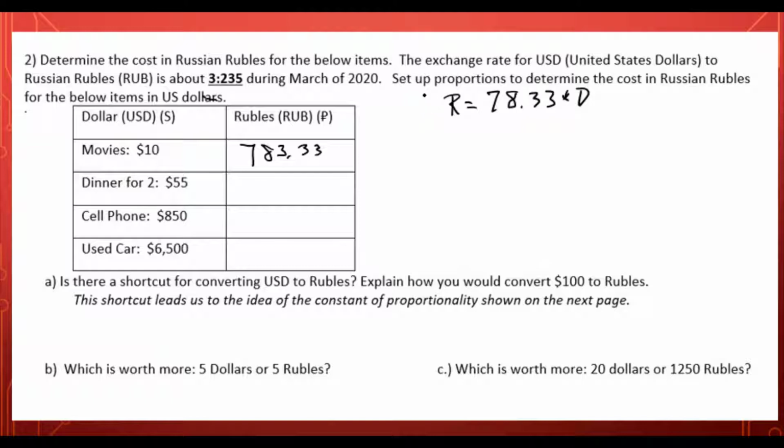So here's the equation that we developed. So now I'm just going to take my dollar amount and put them into my equation. So rubles equals 78.33 times, in this case, 55. And I'm simply going to put it in my calculator. And I get 4308.15.